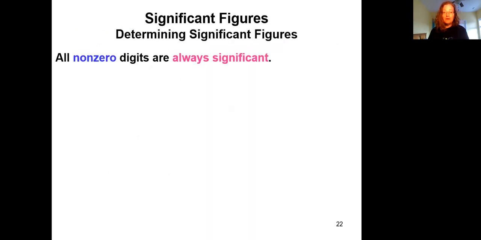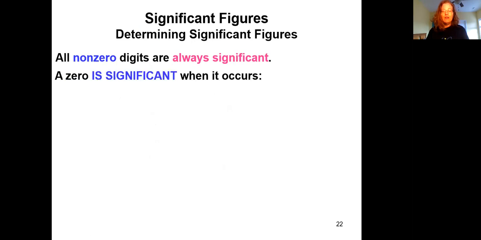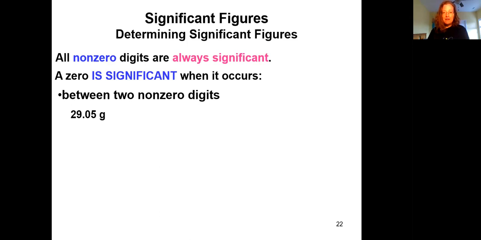Determining significant figures. Well, the neat thing is all non-zero digits are always significant. Then there are some rules for when a zero is significant, and I'm going to try to give you a memory trick to help you with this. If I have a zero between two non-zero digits, like 104, the zero is significant. 29.05. We say that this number has 4 significant figures. The 2, the 9, and 5 automatically, because they're not zeros, and we'll include the 0 that's between the 9 and the 5.